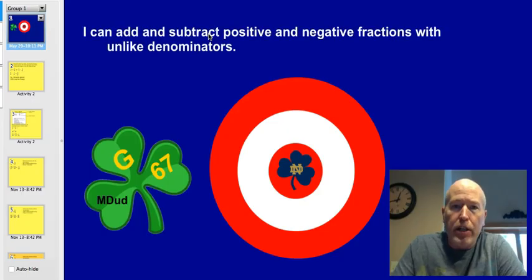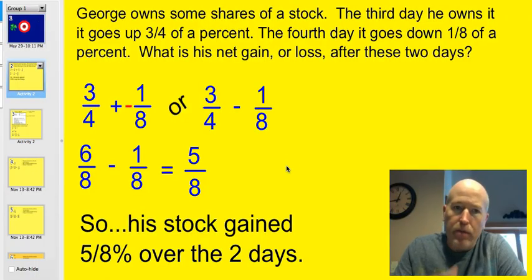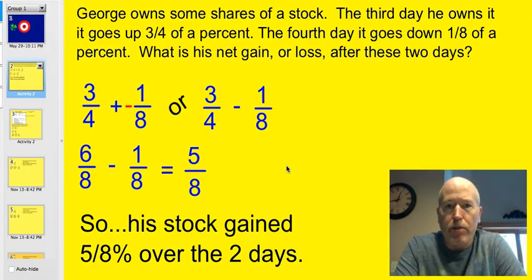Officially tonight our target is I can add and subtract positive and negative fractions with unlike denominators. Let's do this thing. We're getting a little progressively harder with these, so I used some of the same questions and just tweaked them a little bit here.